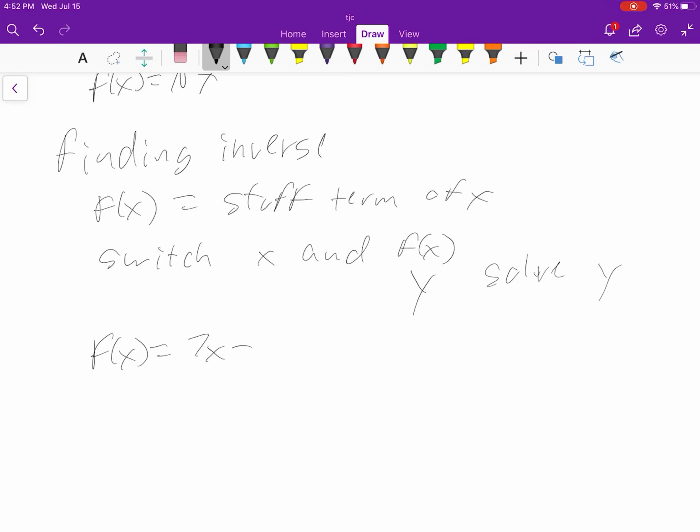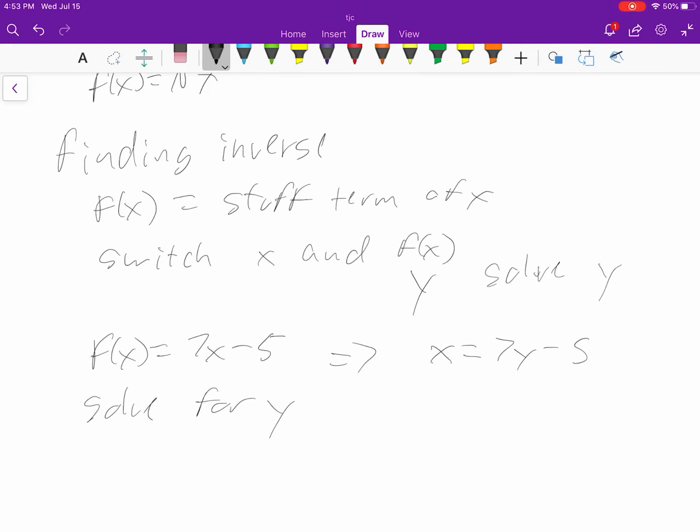So if we take a linear, which we know has an inverse, I already told you all linears have inverses, and what it's asking you to do is switch them. So we're going to rewrite this as x equals 7y minus 5. So just renaming the variables. Okay? And then we're going to solve for y. Now solve for y.